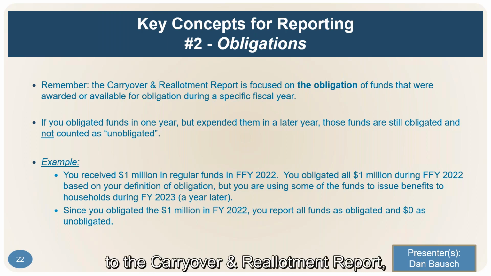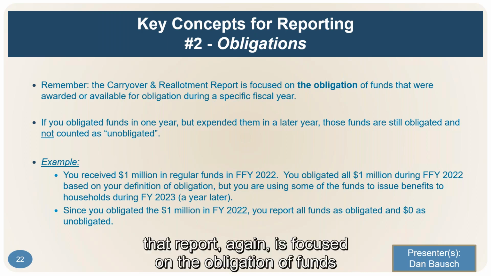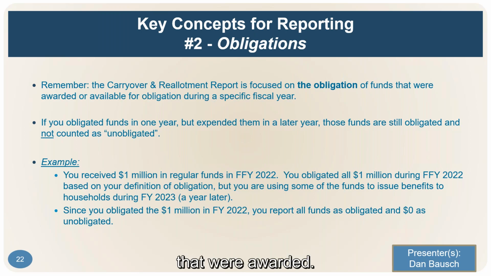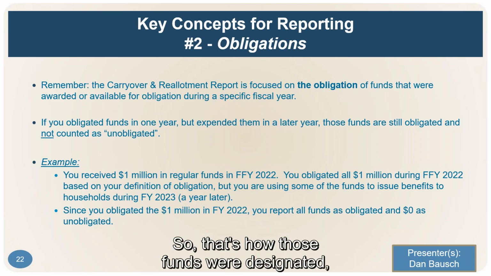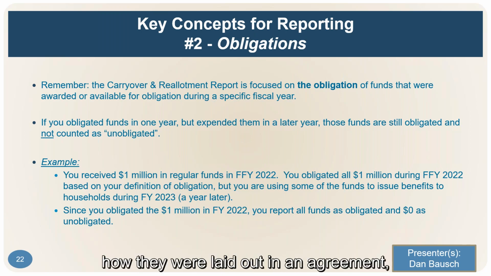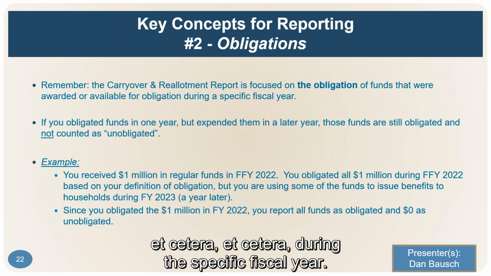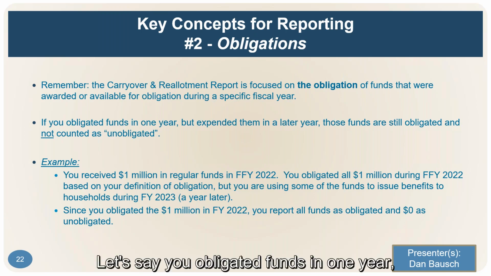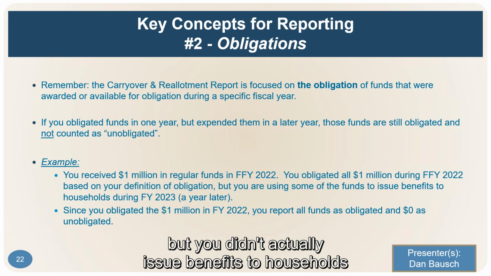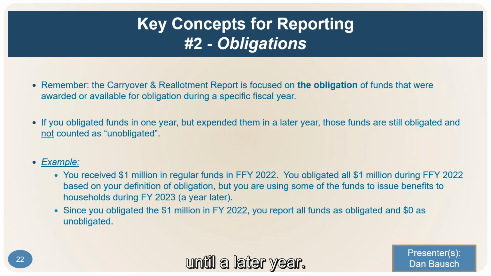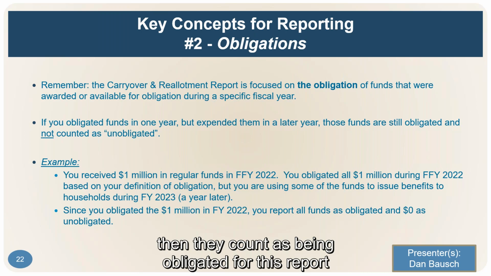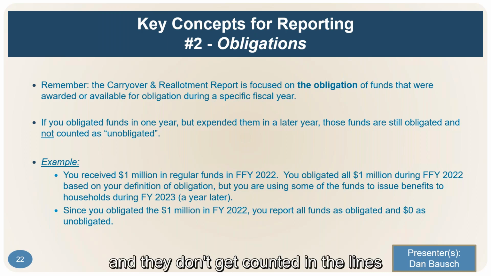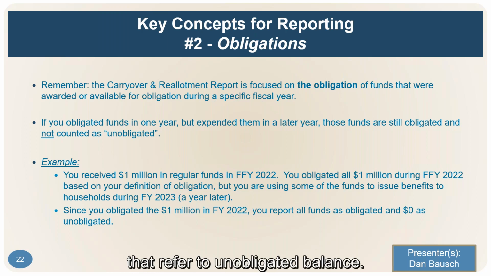So bringing this back to the Carryover and Reallotment Report, that report again is focused on the obligation of funds that were awarded. So that's how those funds were designated, how they were laid out in an agreement, et cetera, during the specific fiscal year. Let's say you obligated funds in one year, but you didn't actually issue benefits to households until a later year. If those funds were obligated, then they count as being obligated for this report, and they don't get counted in the lines that refer to unobligated balance.